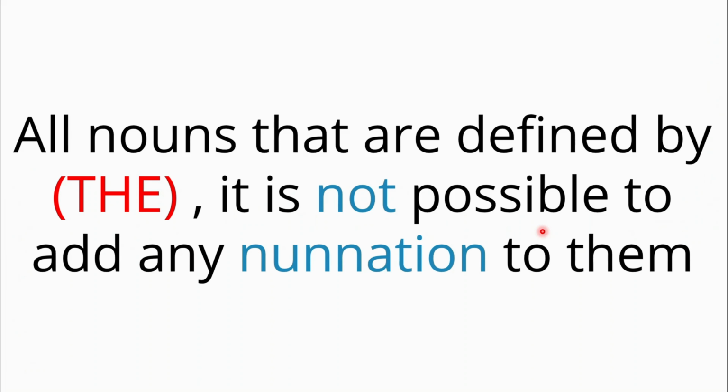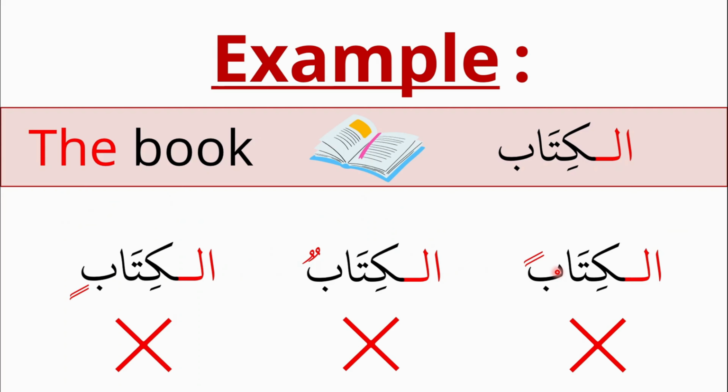The first rule is talking about the definition. All the nouns that are defined by the, it's not possible to be adding any nunation to them. For example, the word the book, which means al-kitab. It's wrong to put any kind of tanween above it. For example, if I will say al-kitaban, it's not correct because I already have al, which is the definition particle, like the. Also, it's not correct to say al-kitabun.